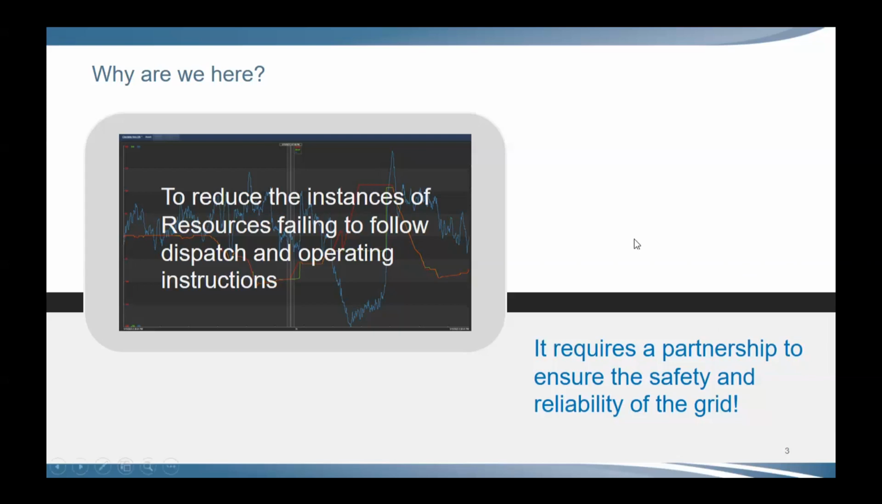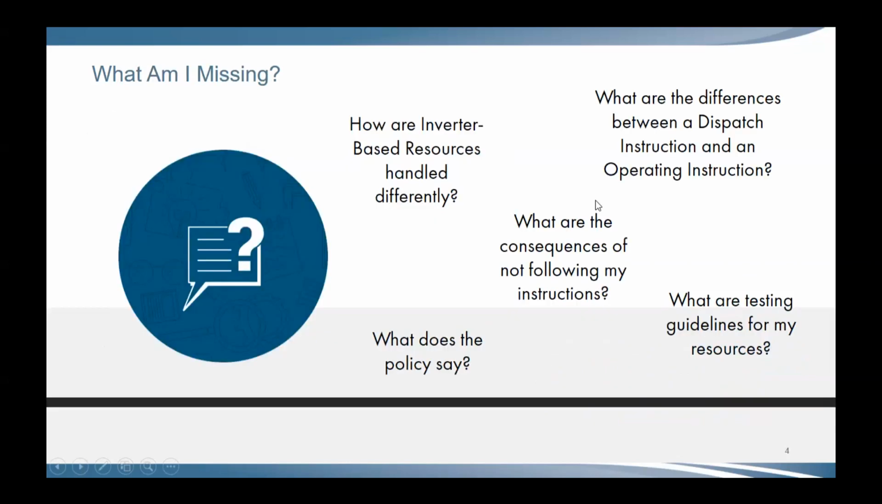So you might be asking why you are here. Some of the questions you might be asking right now are, how are inverter-based resources handled differently than our traditional resources? As technology changes, there are different ways to monitor your resources and also deal with your resources. We'll be covering that today. Also, what are the differences between a dispatch instruction and an operating instruction? We're going to clarify that because sometimes that becomes a little bit of the confusing part.